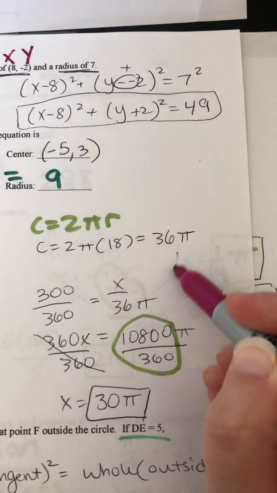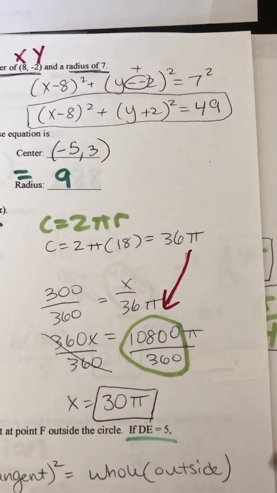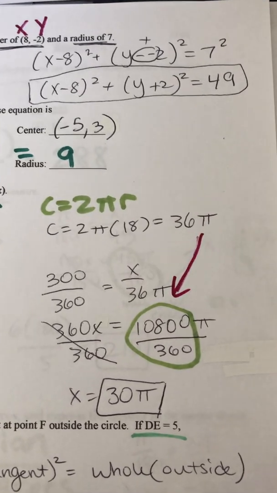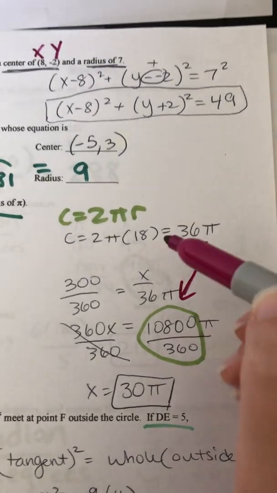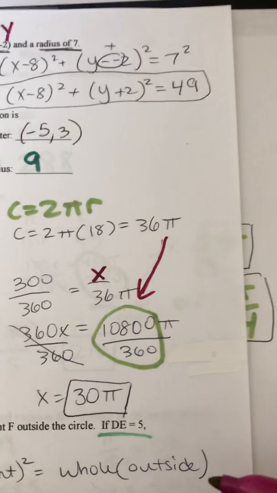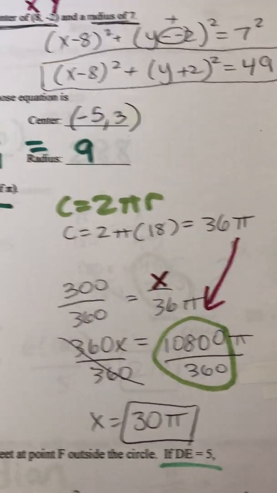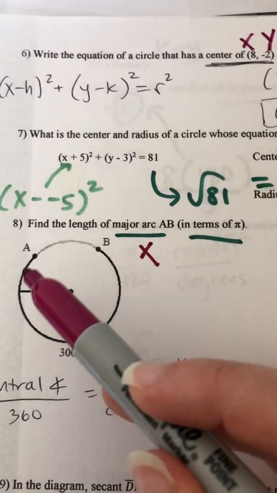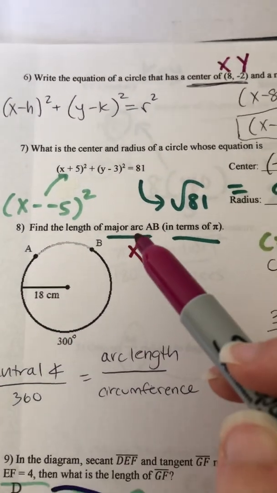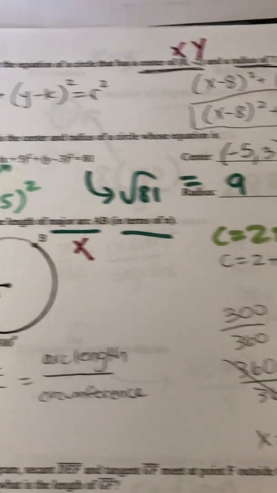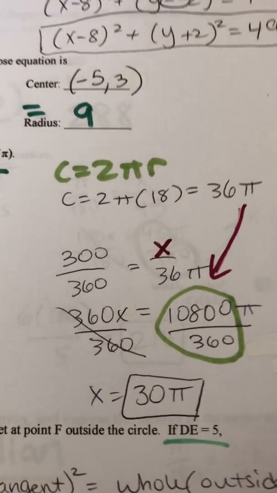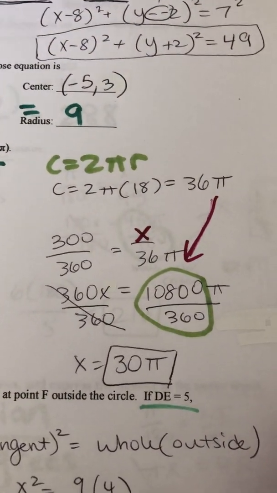Now that goes in for the entire circle's circumference. The x is what you don't know. It's the arc length. The angle, well, it's all the way over here. It's a major arc, so that's why we know it's the 300 part of AB. 300 over 360 equals x over 36 pi.